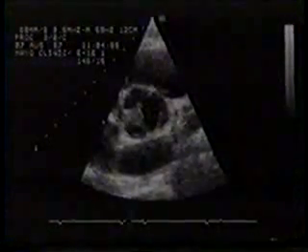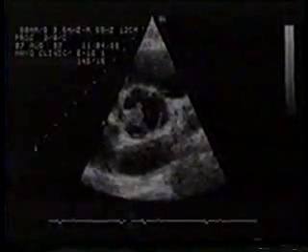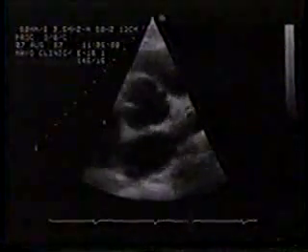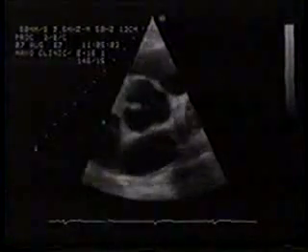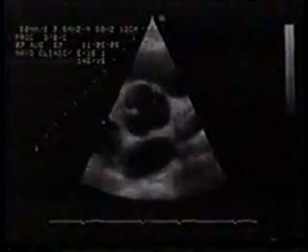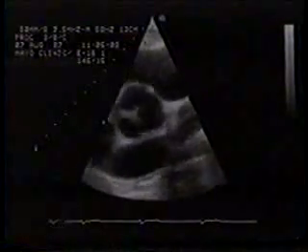In this tape, we will first discuss the 2D diagnosis of congenital abnormalities of the aortic valve. This will serve as a lead-in to the echocardiographic assessment of aortic stenosis, and we will conclude with a discussion of the utility of 2D and Doppler in aortic regurgitation.